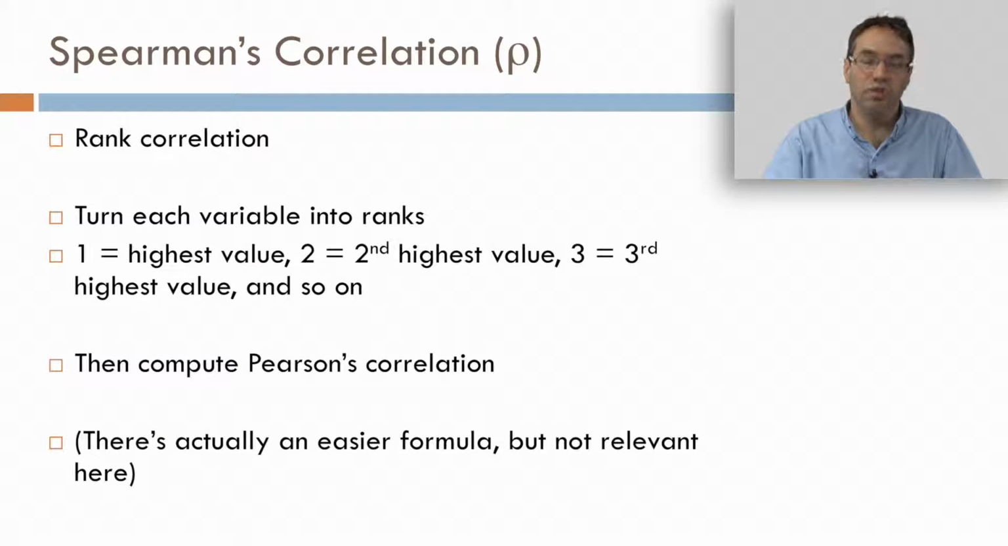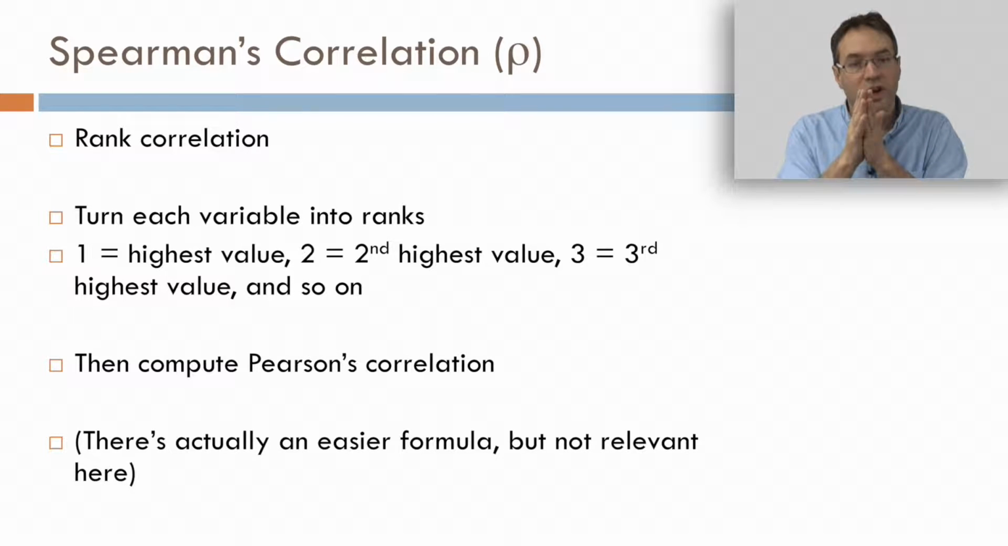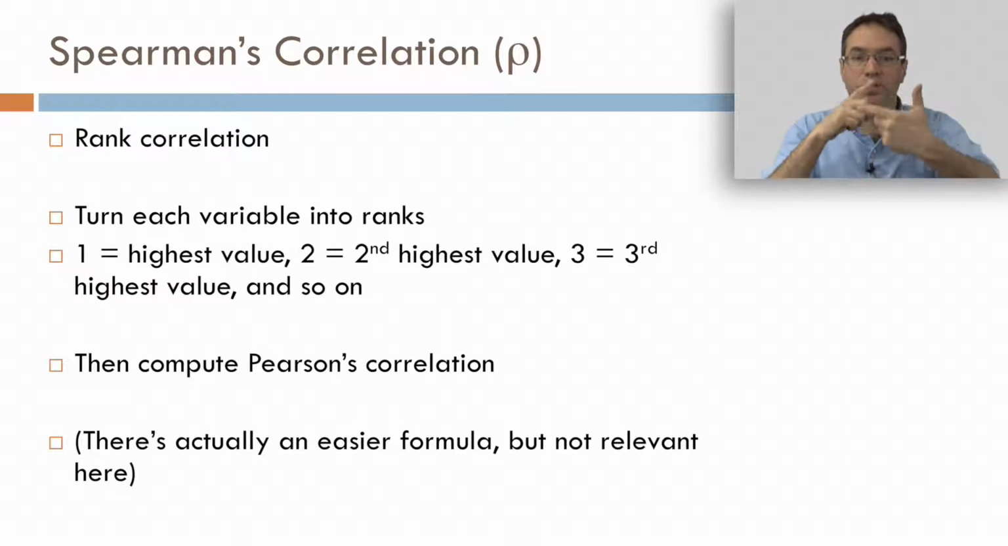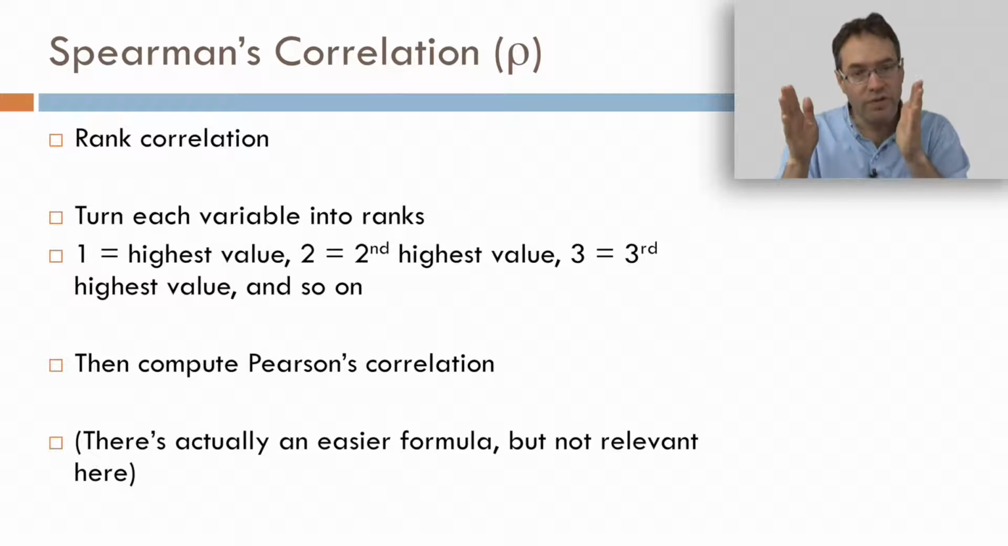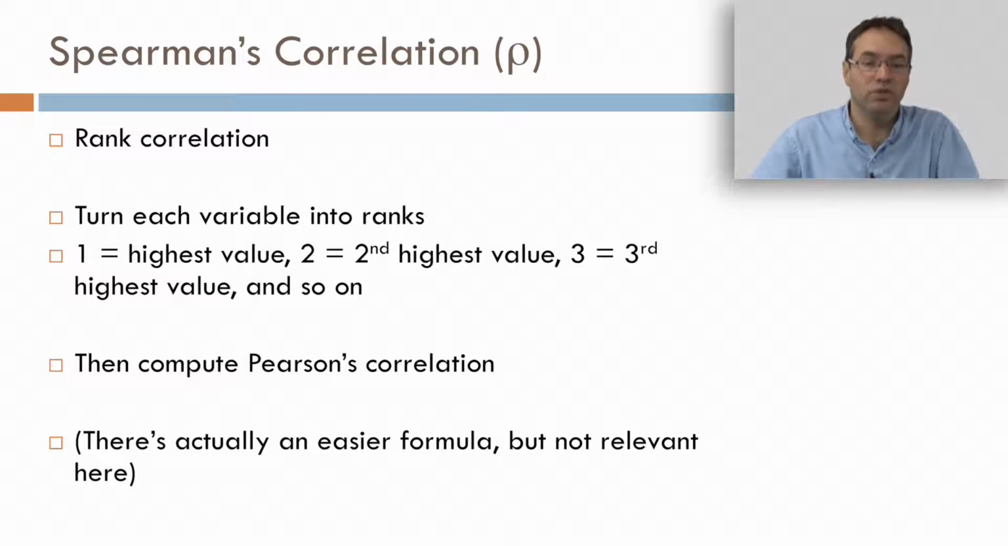Spearman's correlation, rho, is the rank correlation, and it turns each variable into ranks. So 1 becomes the highest value, 2 becomes the second highest value, 3 becomes the third highest value, and so on. You turn the variable into ranks, then you compute Pearson's correlation. There's actually an easier formula, but it's not relevant here.